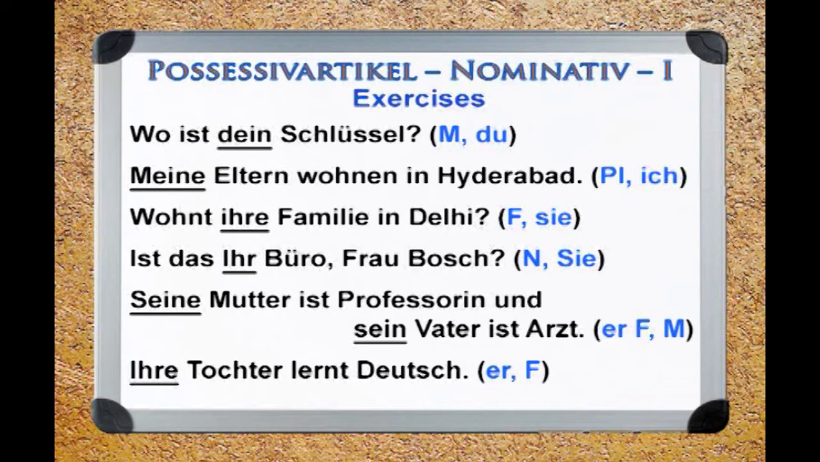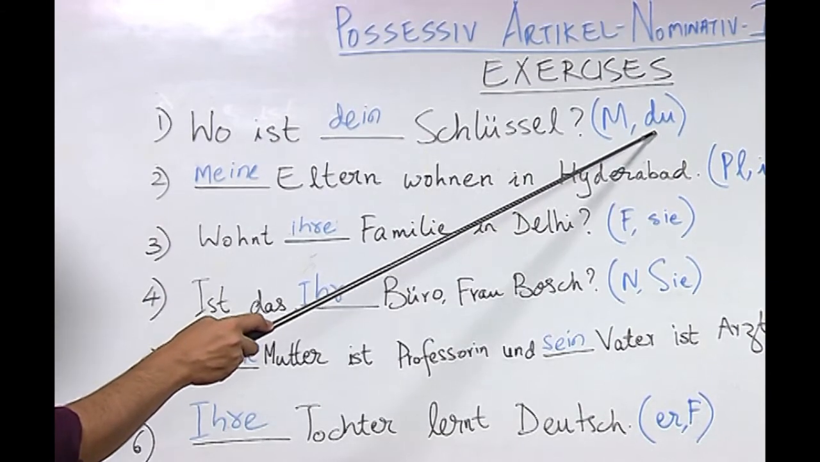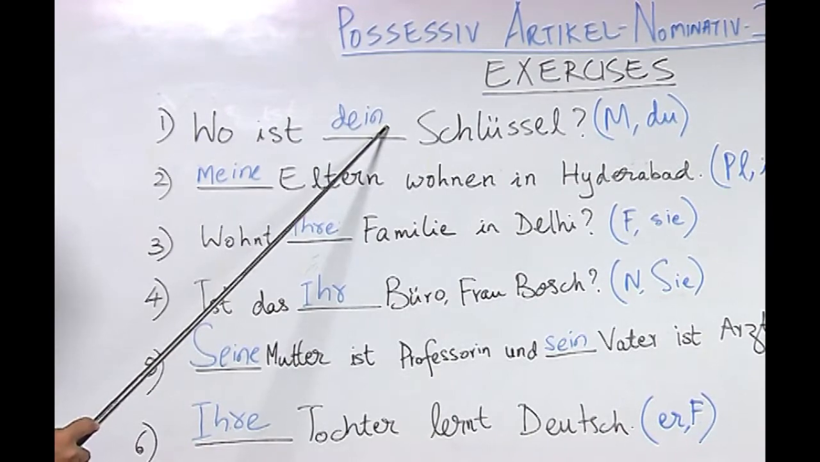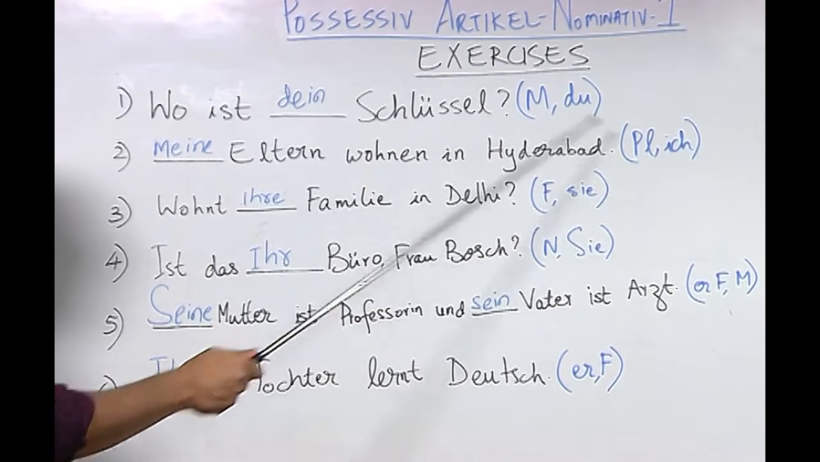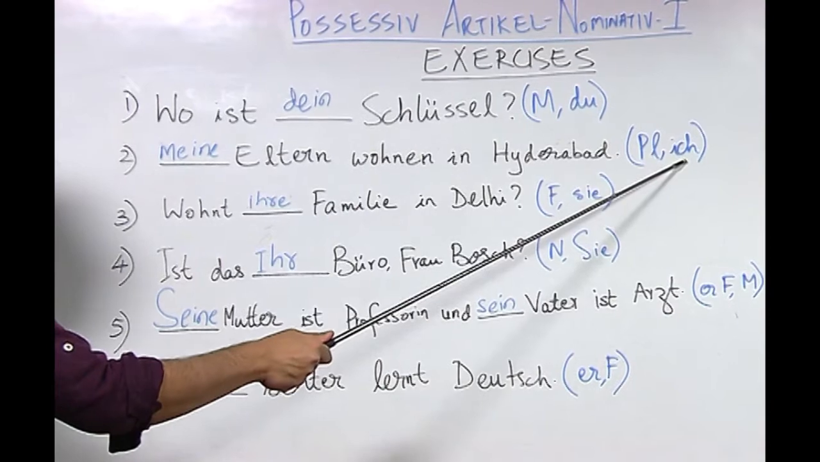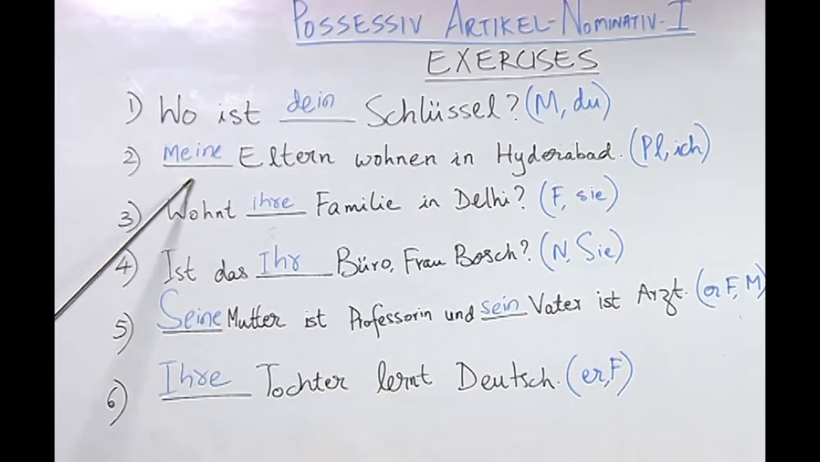Now, let us look at the answers given by the student. Wo ist dein Schlüssel? If you see, the student identified that the noun Schlüssel belongs to the masculine gender, which is marked here by M, and based on the pronoun du, the student wrote the correct possessive article, which is dein. Look at this sentence, please. Meine Eltern wohnen in Hyderabad. Here, the student correctly identified that the given noun Eltern, which means parents, is plural and the possessive article should be based on the pronoun ich. So, here the student wrote the correct possessive article.